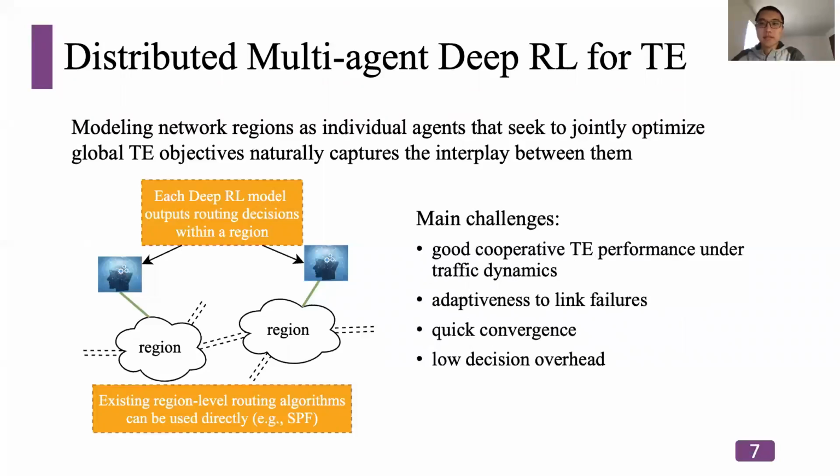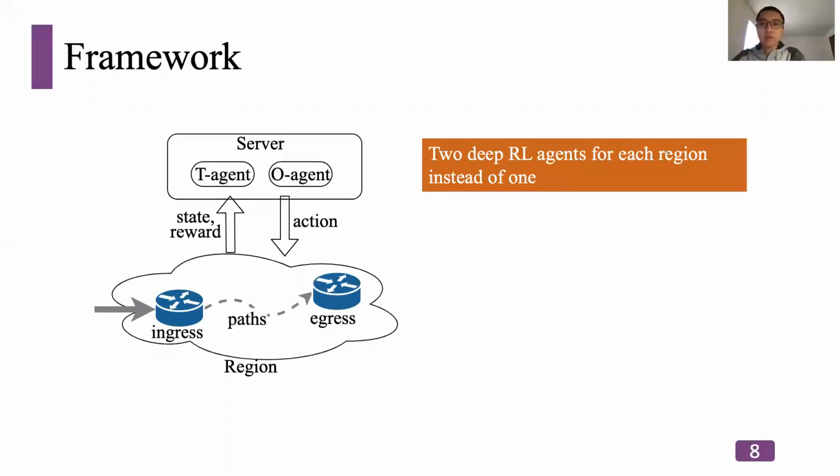To achieve the idea, we need to overcome several challenges. It's expected that good cooperative performance can be achieved, while traffic dynamics and topology changes can also be accommodated. Besides, the overhead of training and inference shouldn't be very large. In this paper, we propose a multi-agent DeepRL-based framework. A feature of our framework is that we maintain 2 DeepRL agents for each region instead of 1. The 2 agents decide how to deliver traffic from the ingress node to the egress node properly.